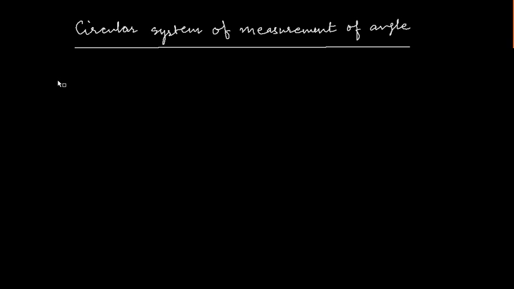In this video, we will start with the circular system of measurement of angles. What we do in the circular system of measurement of angles is, suppose you have a circle, any circle, and say you have points A and B' on this circle. You want to define a circular system of measurement of angle.